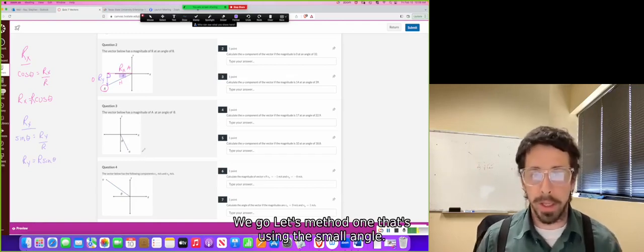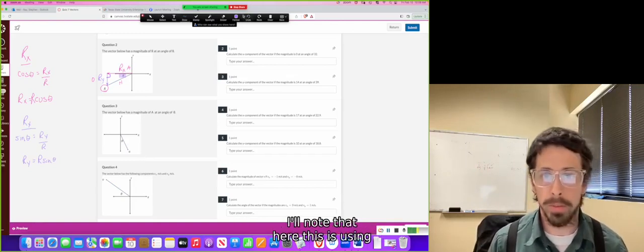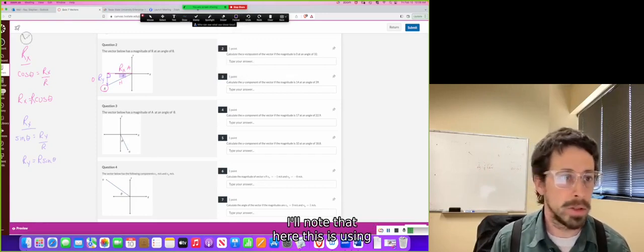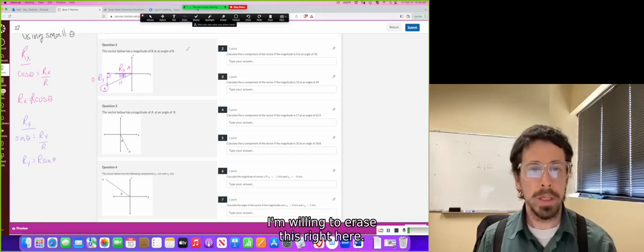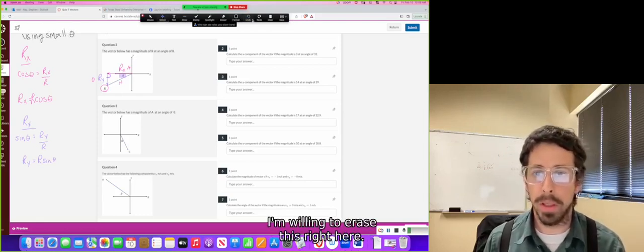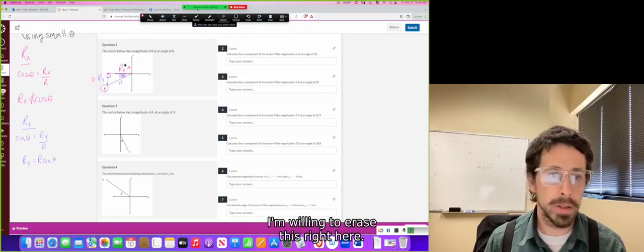Okay, so that's method one. That's using the small angle, right? I'll note that here. This is using the small angle. What do I mean, small angle theta? I'm going to erase this right here. There's another way we could do this.